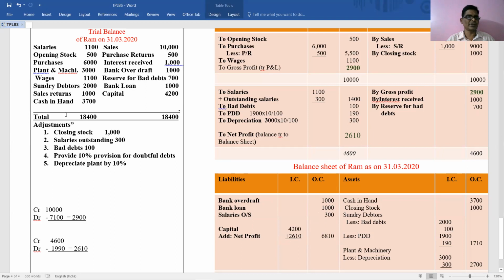Now every adjustment comes twice here. Closing stock: see here, closing stock TC 1000 and asset A 1000.